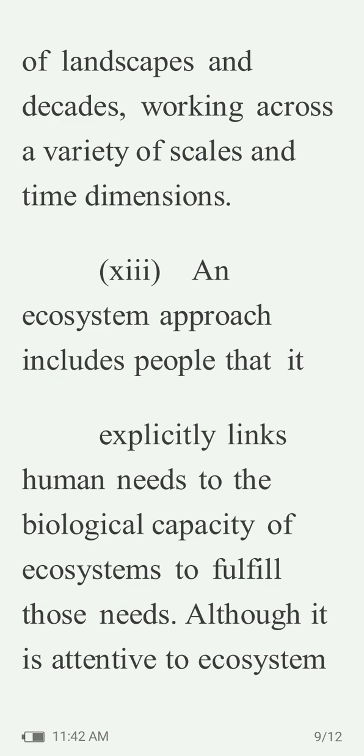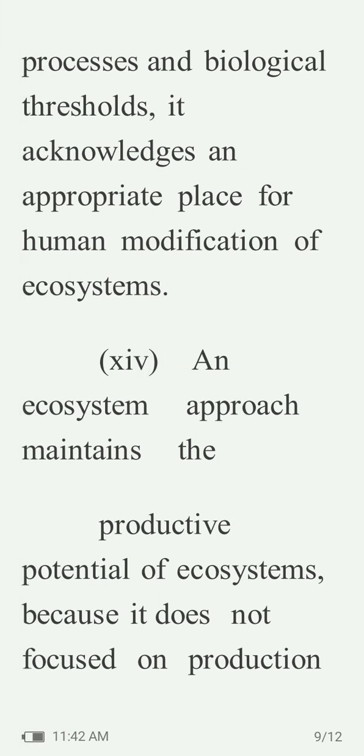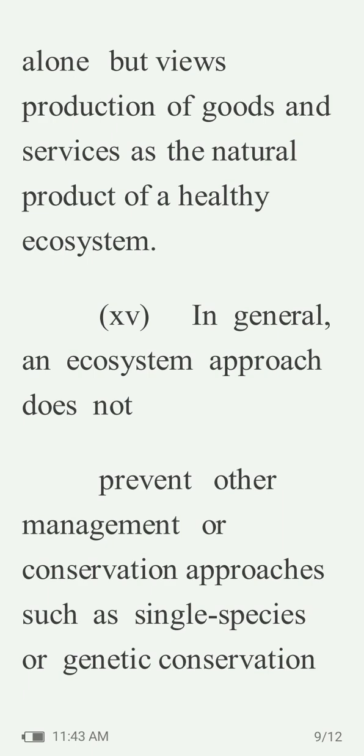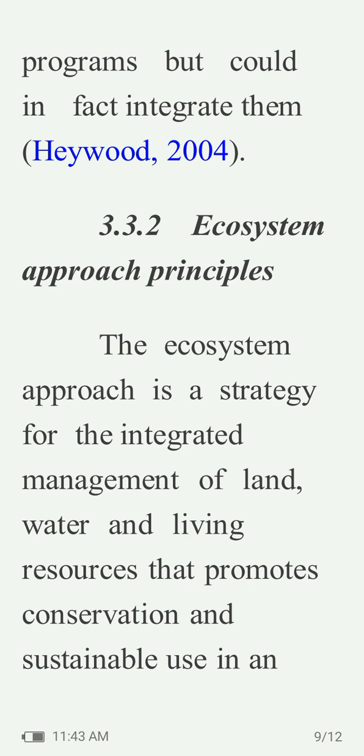An ecosystem approach includes people: it explicitly links human needs to the biological capacity of ecosystems to fulfill those needs. Although it is attentive to ecosystem processes and biological thresholds, it acknowledges an appropriate place for human modification of ecosystems. An ecosystem approach maintains the productive potential of ecosystems because it does not focus on production alone but views production of goods and services as the natural product of a healthy ecosystem. In general, an ecosystem approach does not prevent other management or conservation approaches such as single species or genetic conservation programs, but could in fact integrate them as well.